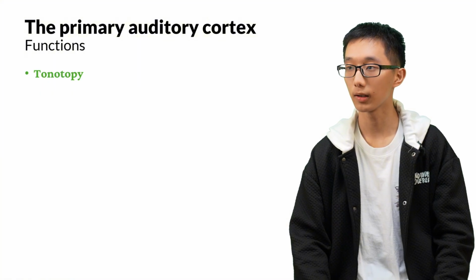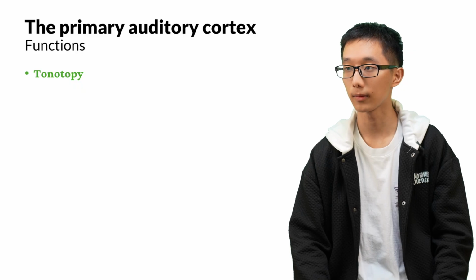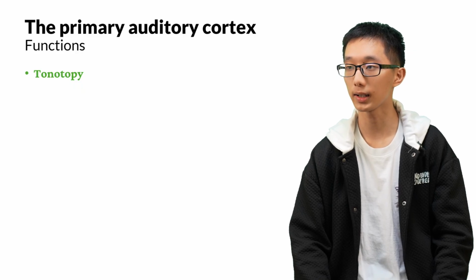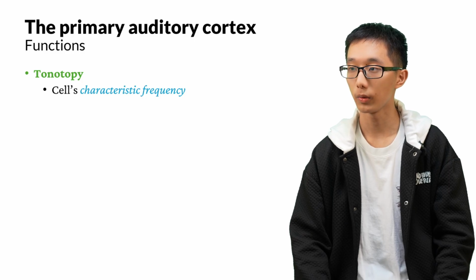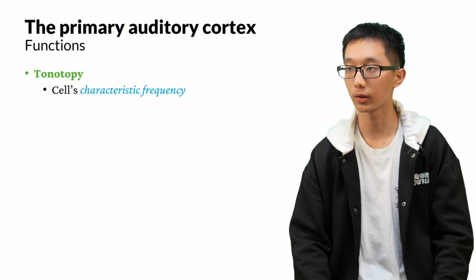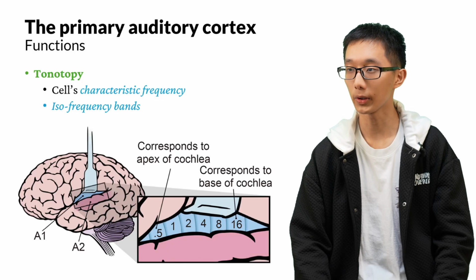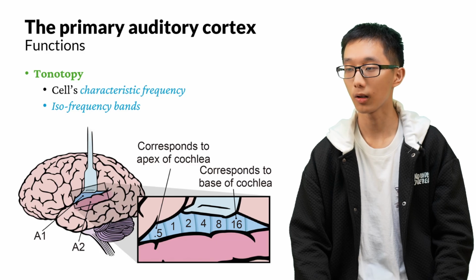In terms of functions, one of the important functions in the primary auditory cortex is tonotopy. As we have mentioned about the cochlea, there is a tonotopy inside the cochlea. Similarly, there is a tonotopy inside the primary auditory cortex. We could introduce a concept called the characteristic frequency of a cell. This means the frequency of sound that stimulates the cell to a greatest extent. In the primary auditory cortex, there are isofrequency bands. In these bands, all the cells have similar characteristic frequencies.